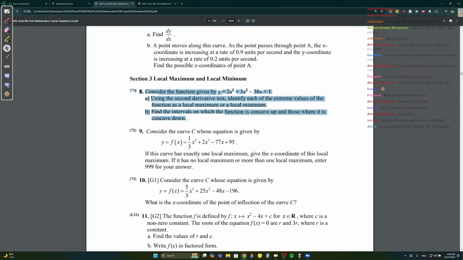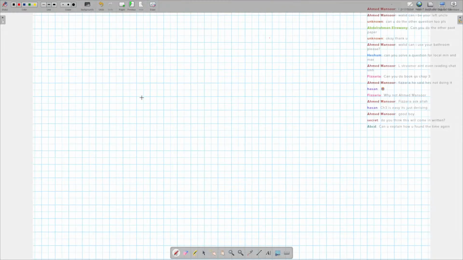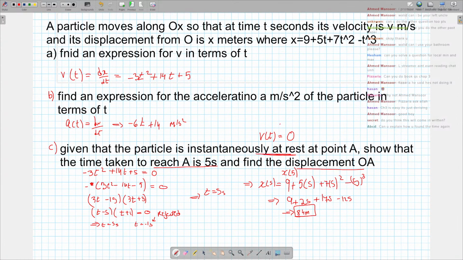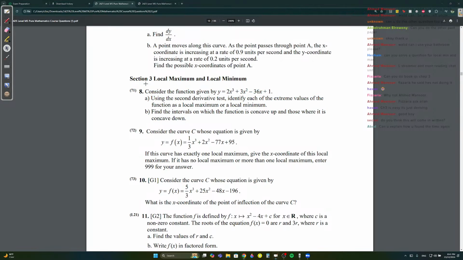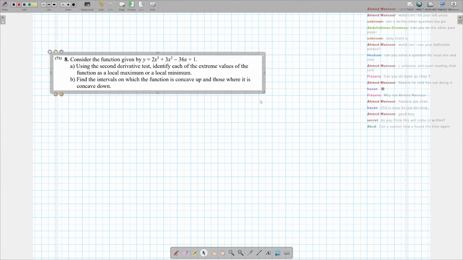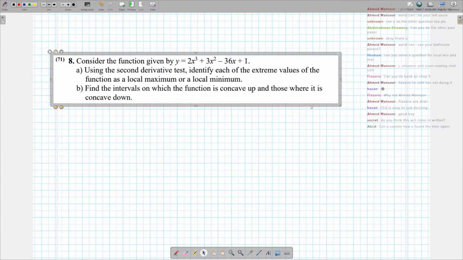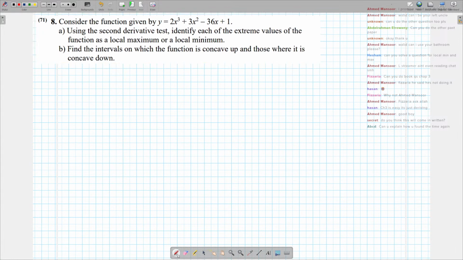How can you explain how you found the time again? Very easy. Since it said instantaneously at rest, that means v equals 0. So just equate v to 0 and factor it. This is just factoring. Take the minus out and it becomes this. All of you should know how to solve this. Okay. This question 8, I think something like this will come. They will definitely ask us to find local minimum and maximum, and I'm not sure if they're going to ask you about concavity up or down, but obviously you need to know it.